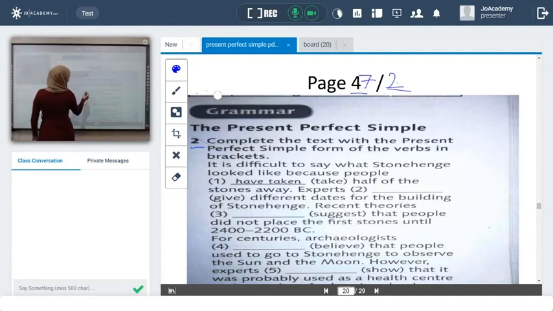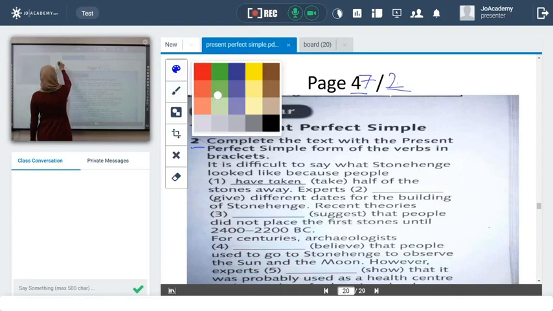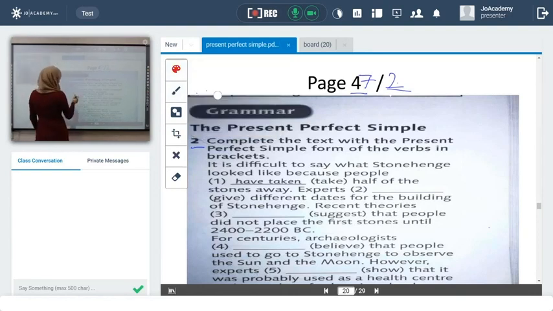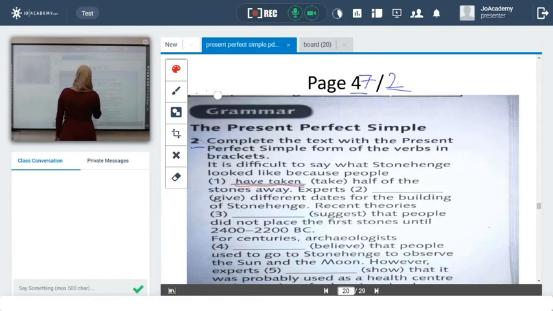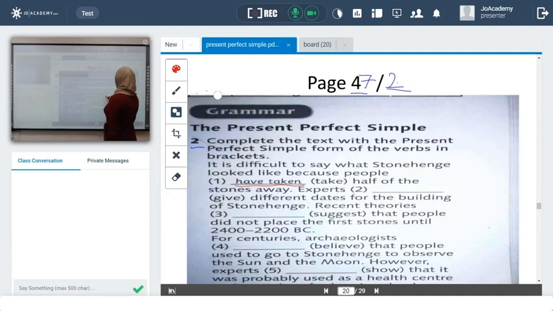It is difficult to say what Stonehenge looked like because people have taken. So this is the first blank space. It is done, have taken. Now, so people have taken half of the stones away.